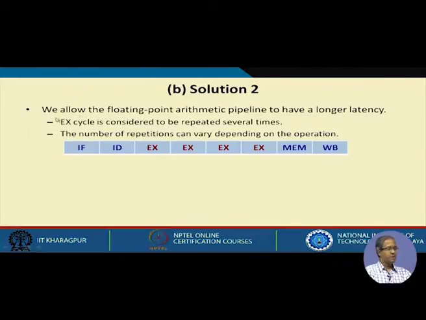So, okay, let's assume integer and floating point for the time being. We allow the floating point arithmetic pipeline to have a longer latency. So, logically speaking, what we are saying is that in the instruction execution cycle, the EX cycle is repeated for more than one clock cycle. So, we are repeating the EX cycle several times, and how many times we repeat it depends on the complexity of the operation. All right.